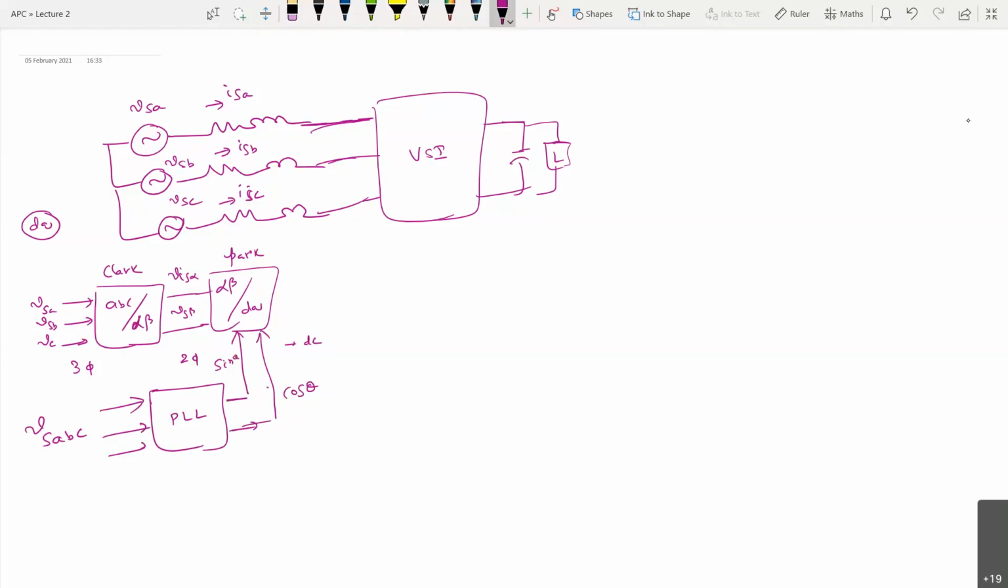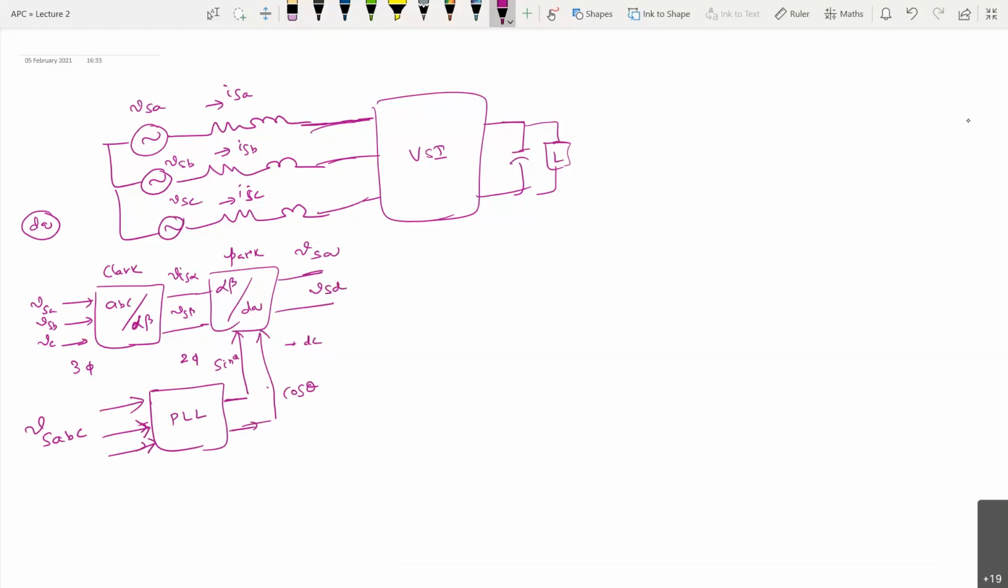For basic conversion to obtain this omega or theta or the amplitude, these phase lock loops are necessary. Clear? Right, so the dq transformation is over. From this you obtain VSQ and VSD.